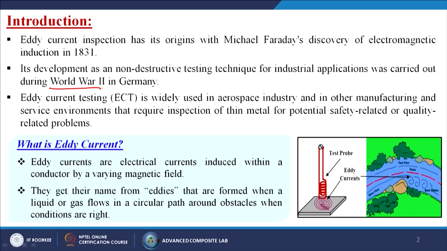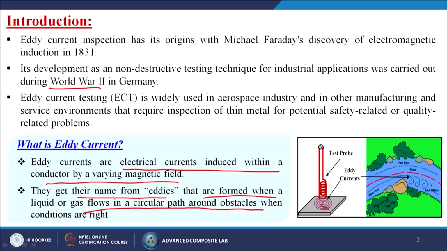What is eddy current? Eddy currents are electrical currents that are induced within a conductor by a varying magnetic field. So, it is just the opposite of magnetic particle inspection. They get their name from eddies that are formed when a liquid or gas flows in a circular path around obstacles when conditions are right.